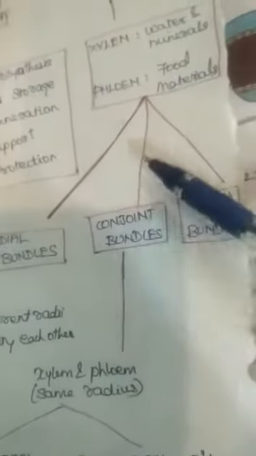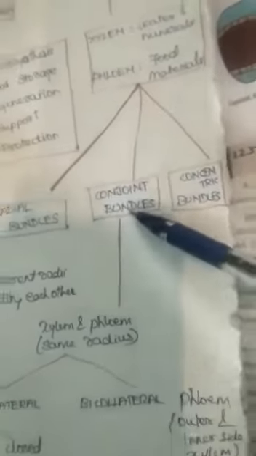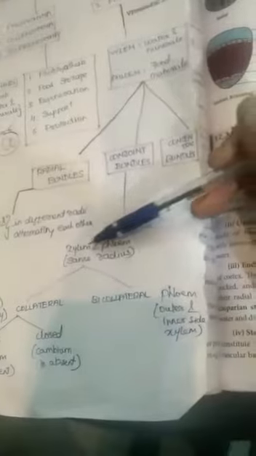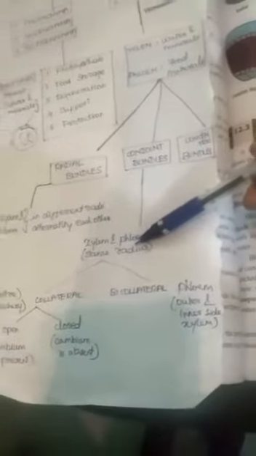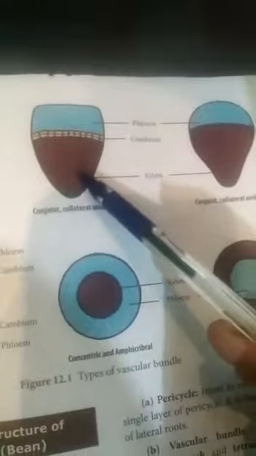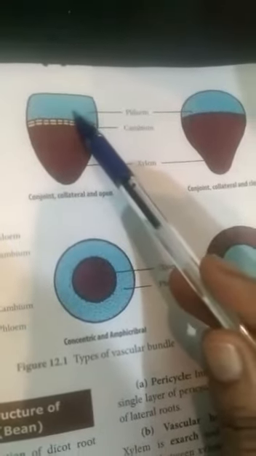Now, the next one is conjoint bundles. In conjoint bundles, xylem and phloem are present in the same radius. See, this is conjoint bundles. They are present in the same radius and they are in turn divided into two: collateral and bicollateral. In collateral bundle, xylem will be present in the center and phloem towards the periphery. Just see the diagram. Xylem is present in the center and phloem is present towards the periphery.